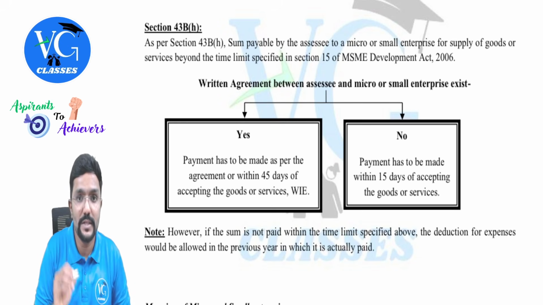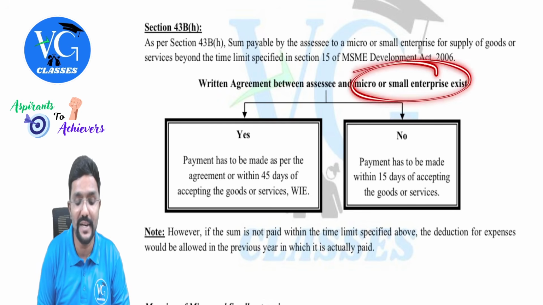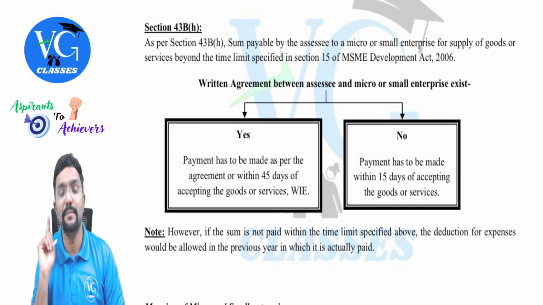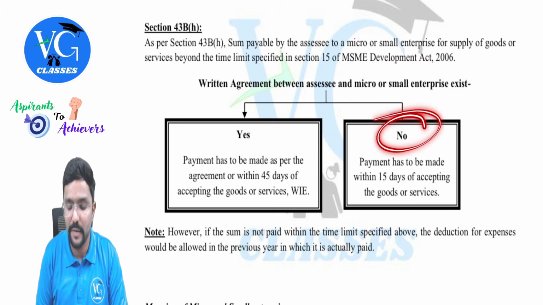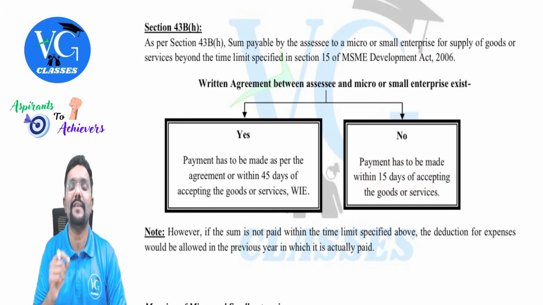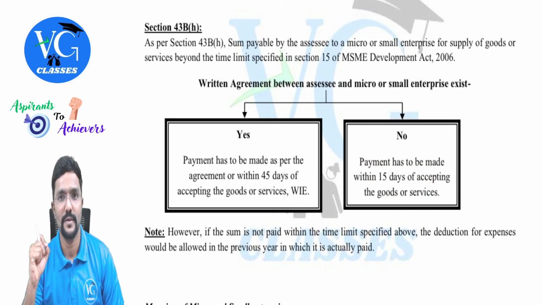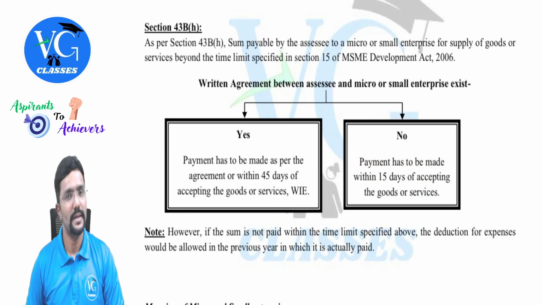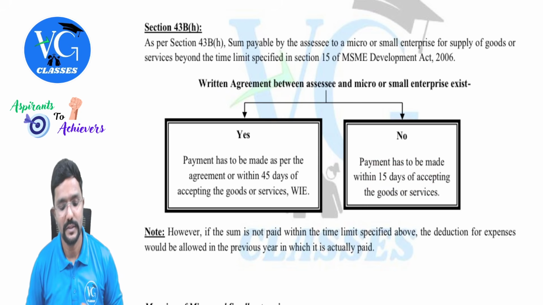No. Because the payment made to micro and small enterprise is covered under section 43BH, for which the time limit is different. When there is no agreement, payment has to be made within 15 days of accepting the goods or services, guys. In the given case, it is not made. Hence, disallowed. Yes, sir.